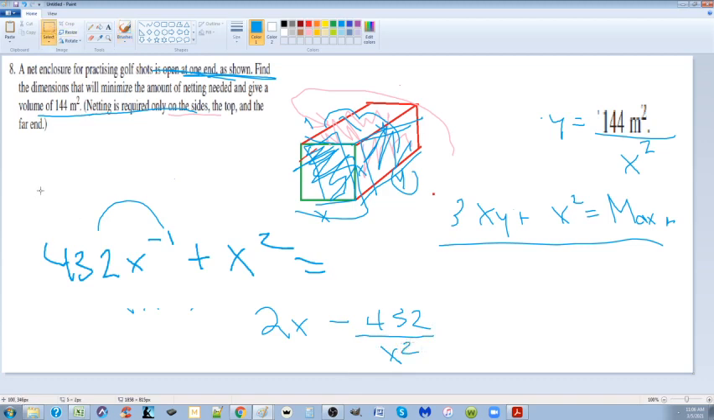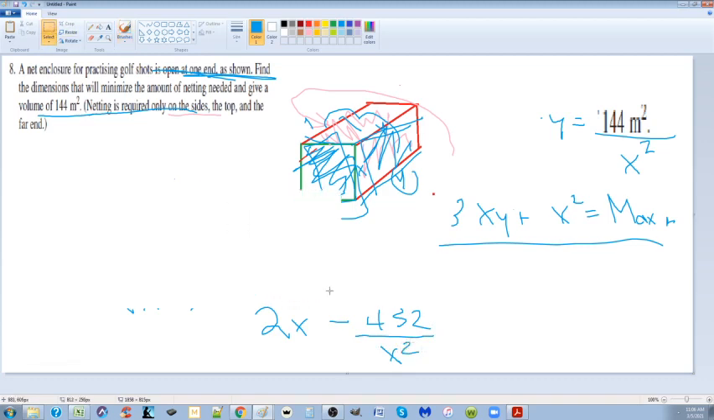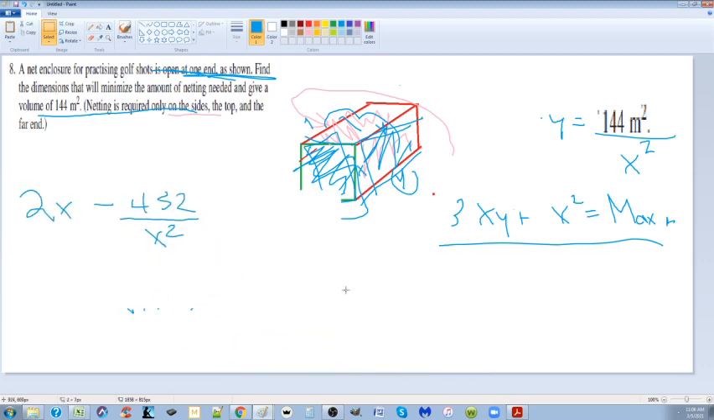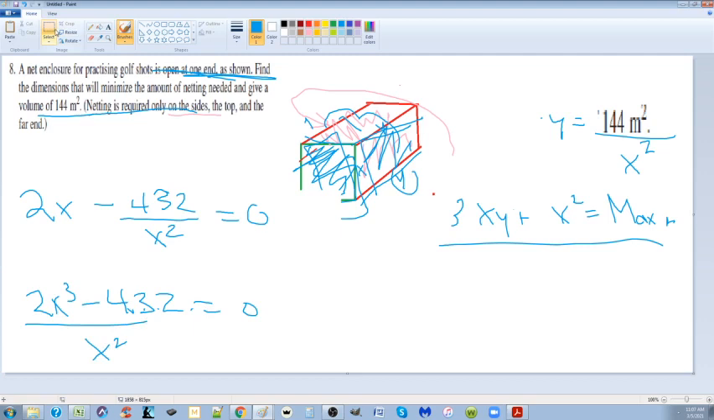Now you have 2 solutions to solving this, and I'm going to go back and solve. This is now the derivative here, 432. I'm going to set it to 0. I'm going to get this over x squared by multiplying top and bottom by x squared. I'm going to get 2x cubed minus 432 all over x squared, so that now I can just ignore that. And now I'm going to solve this.